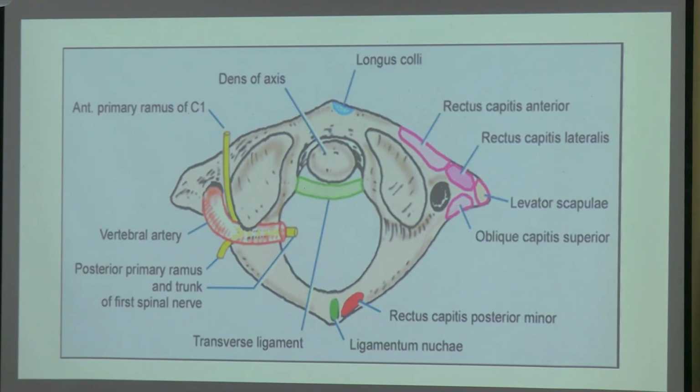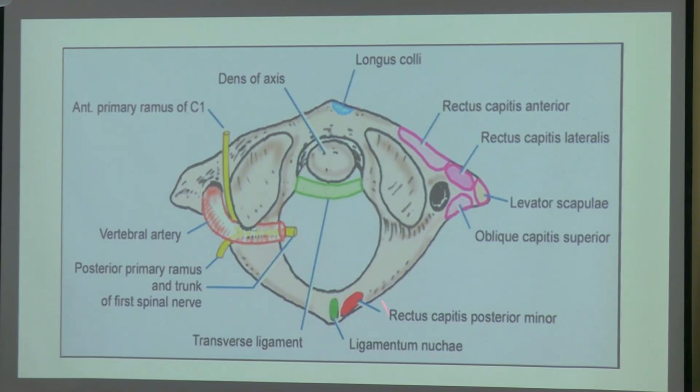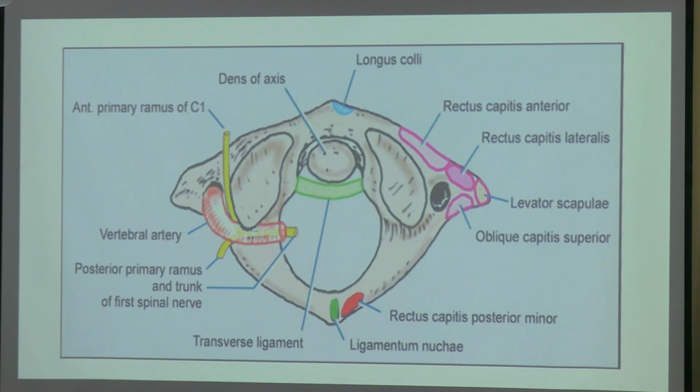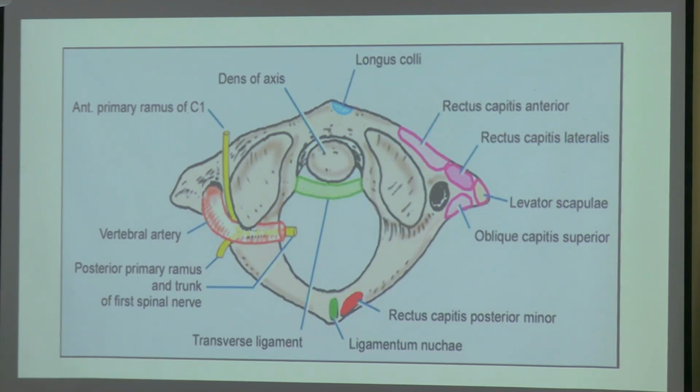Again, revise with me. Adjacent to the anterior tubercle, which muscle? This is longus colli. These two are rectus capitis posterior minor and ligamentum nuchae. And these four are rectus capitis anterior, rectus capitis lateralis, levator scapulae, and obliquus capitis superior. Right? This is the vertebral artery and the nerve, which divides into the anterior primary ramus and posterior primary ramus. And this one was the transverse ligament. Done?